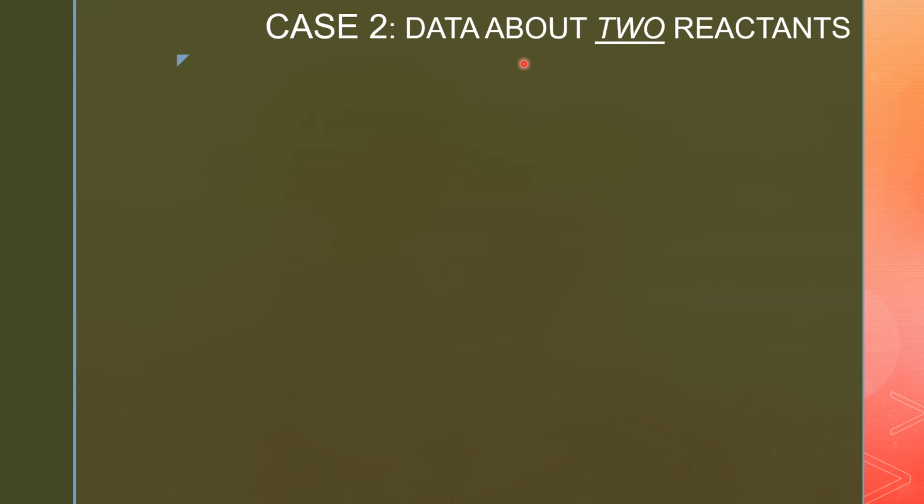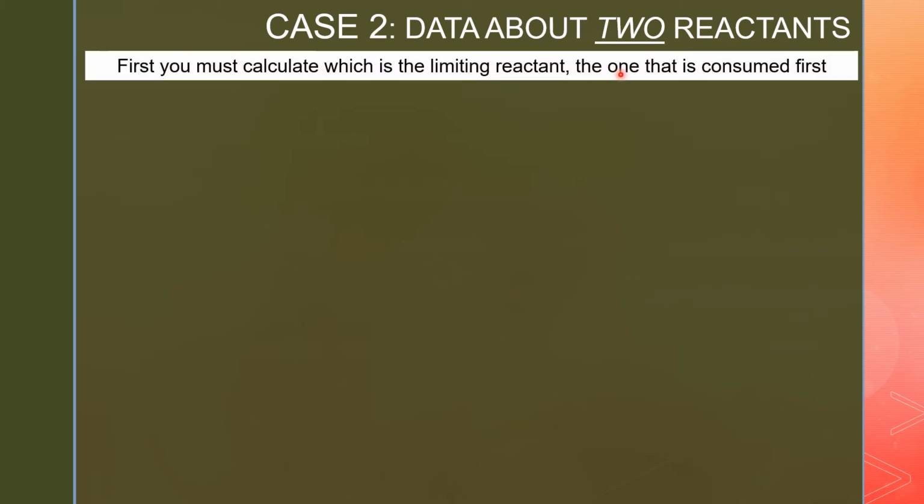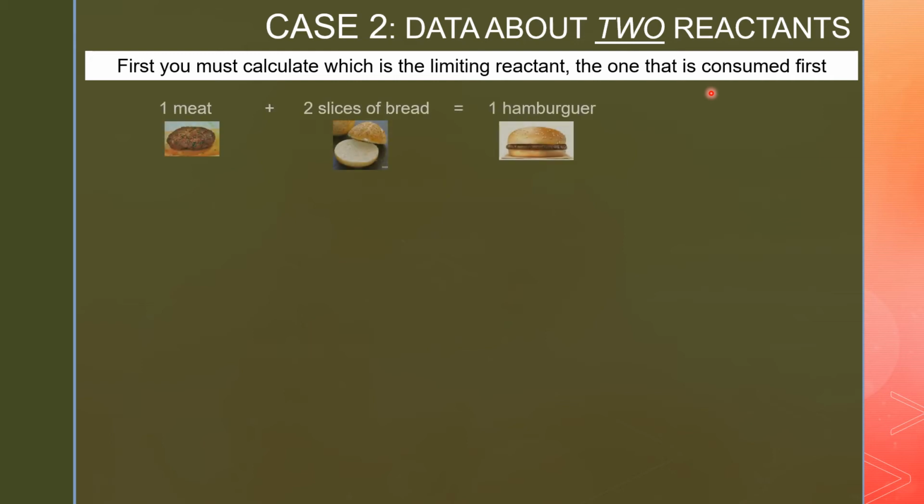Case 2. Data about 2 reactants. When you have amounts of 2 reactants and you want to know how much product you get, first you must calculate the limiting reactant. That is the one that is consumed first. To understand this concept, let's take a look at this practical example.